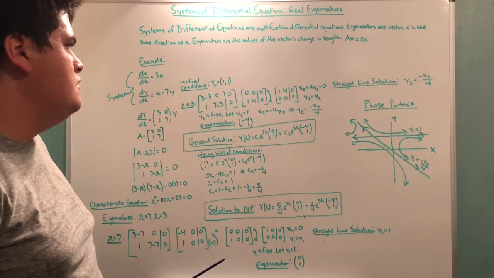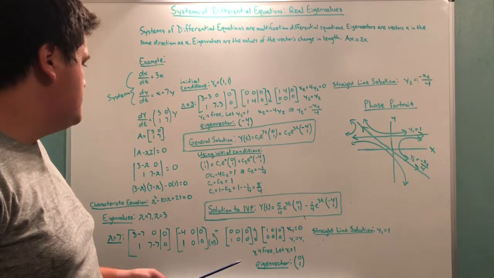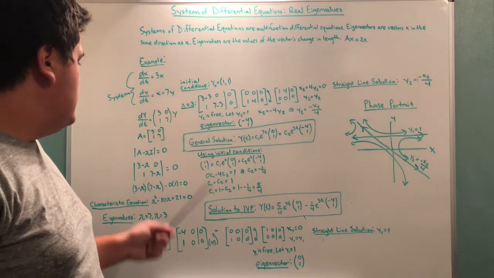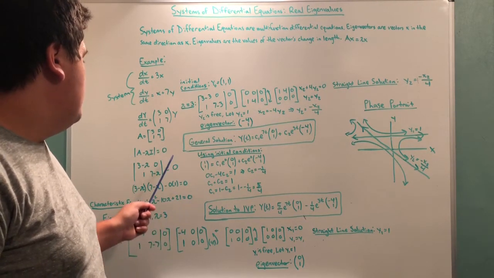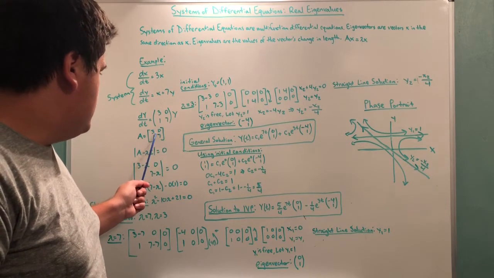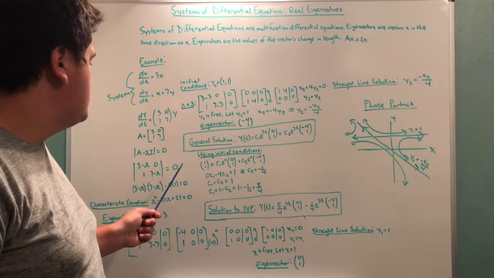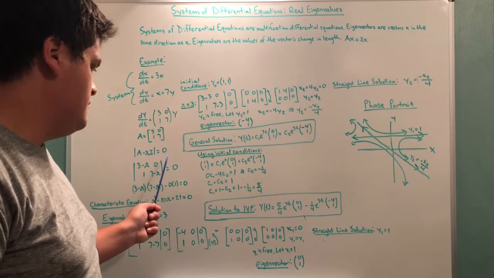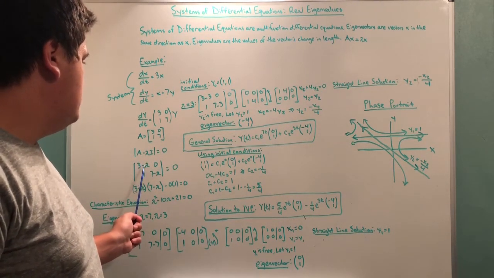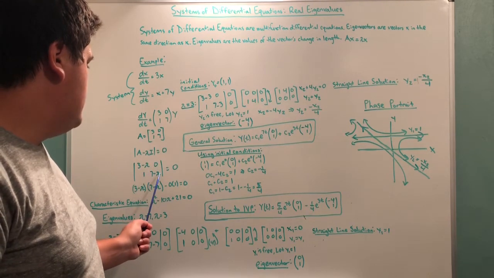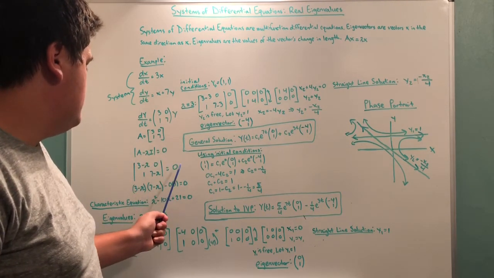Now, in order to find the eigenvalues necessary to solve the system, we have to take the determinant of A minus lambda I. So basically, we subtract lambda across the diagonal of the coefficient matrix. And then we set it equal to 0 to find our eigenvalues. So 3 minus lambda, 0, 1, 7 minus lambda. The determinant of this is equal to 0.